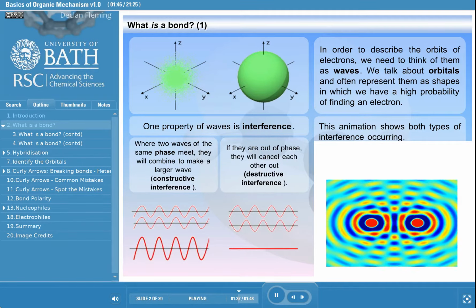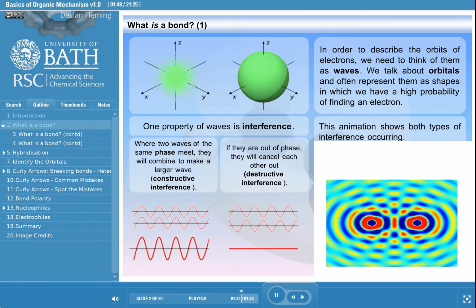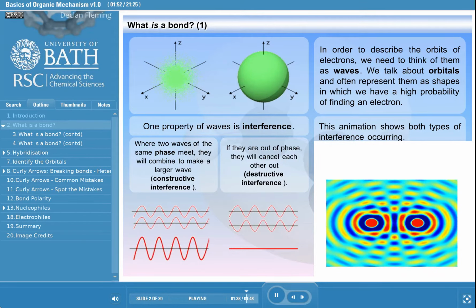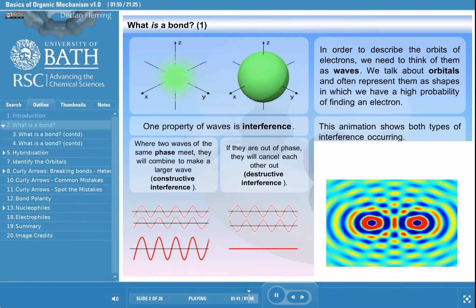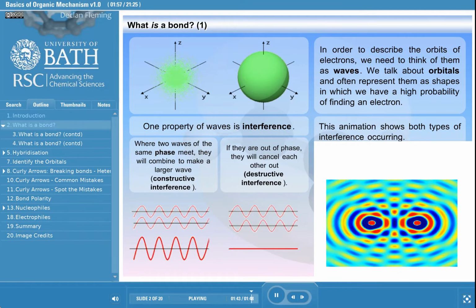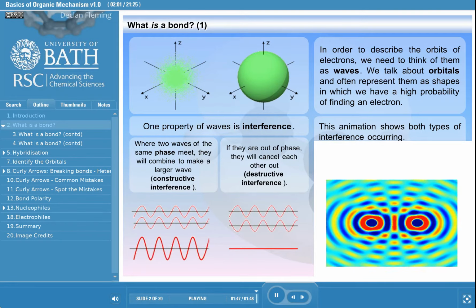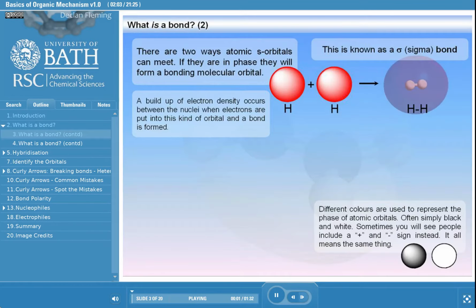The slits start two new waves passing through. In some places, the waves constructively interfere with each other. You should be able to see lines along which the waves destructively interfere, leaving no wave in that position. Electrons can behave in this way too. We often use different colours or a plus or minus symbol to indicate the phase of an electron wave within an orbital. In this example, two hydrogen atoms meet with s orbitals that are in the same phase.